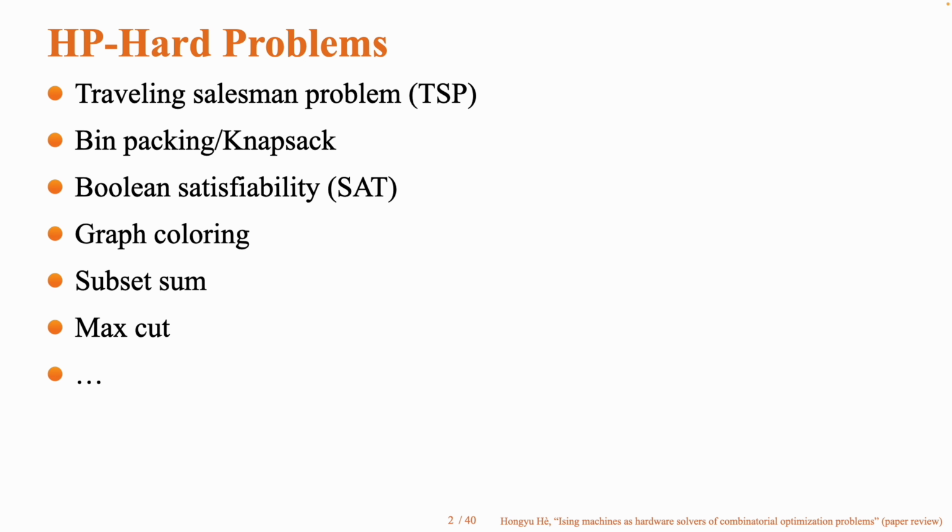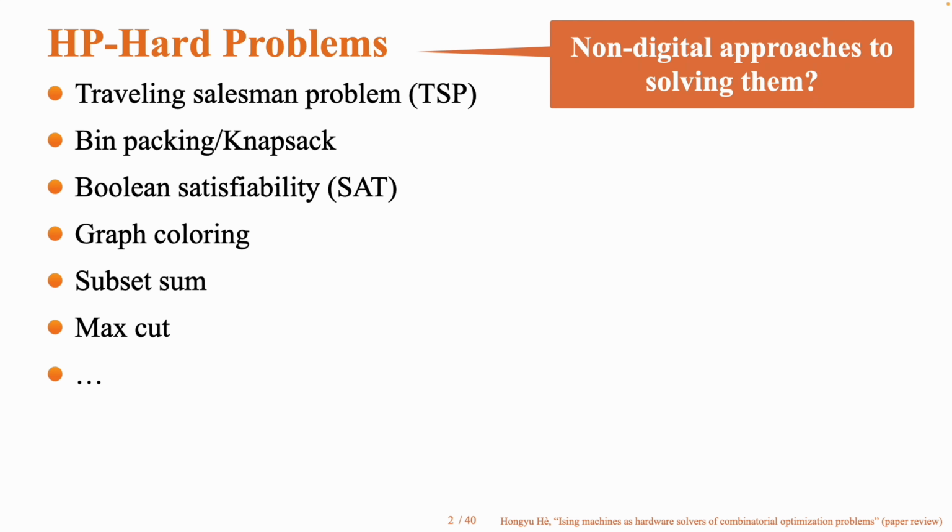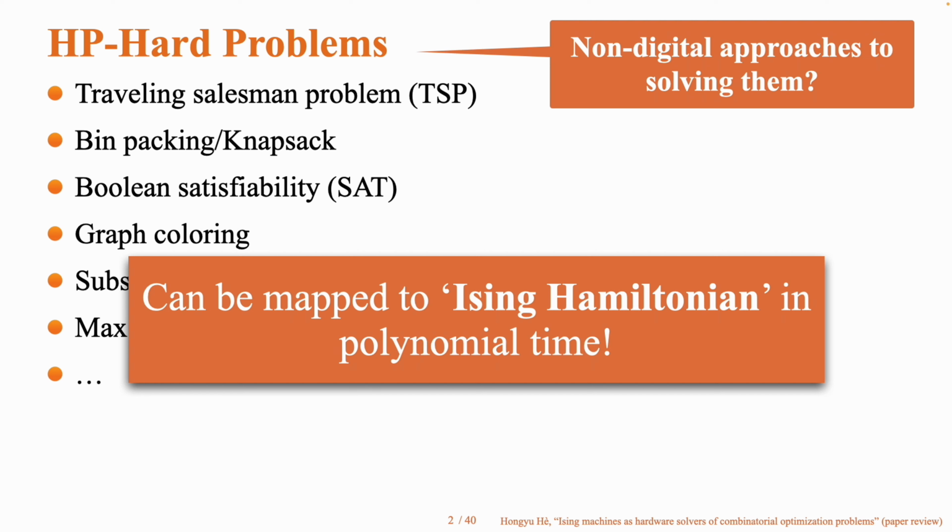When I was reading this paper, I was really looking for a polynomial time solution to those problems. But in fact, this paper answers the question, what are the non-digital approaches to problem solving. The key insight is that we can map most of the problems into something called an Ising Hamiltonian. It's a computational model that we can map those problems into in polynomial time.